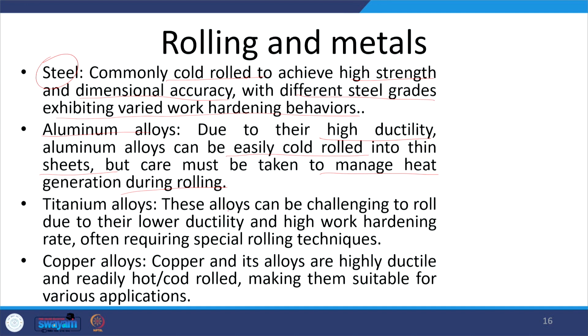Titanium alloys are very challenging to roll due to their lower ductility and very high work hardening rate. So, these often require special approaches for rolling. And the copper alloys, copper and its alloys are highly ductile, readily hot or cold rolled, making them suitable for various applications. Now, I will summarize this presentation.